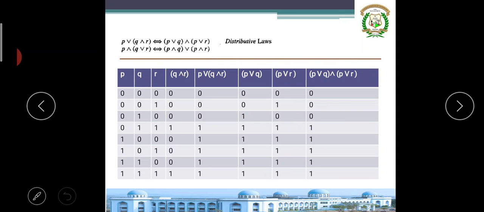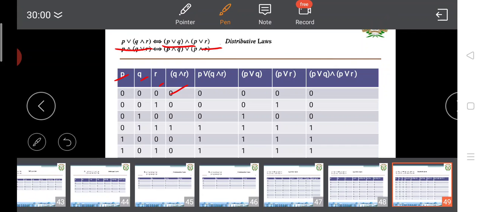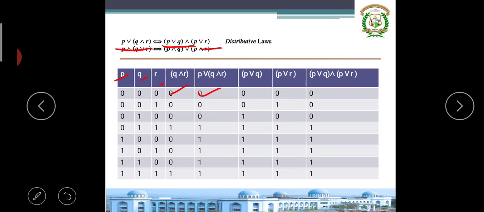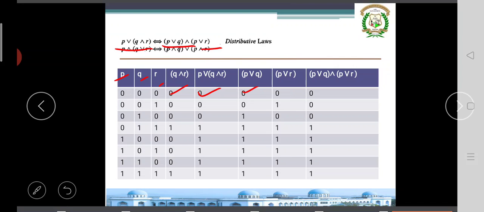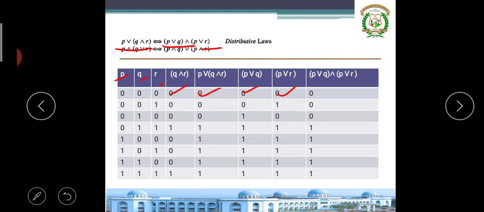Next one is distributive law. What is this distributive law? P or Q and R is logically equivalent to P or Q and P or R. I will prove it. P, Q, R values you take 0, 0, 0. Q and R is what? Multiplication, 0. Okay. P or plus with P, so 0. The next one, P or Q, 0 plus 0, 0. P or R, 0 plus 0, 0. This multiplication of these two, 0.